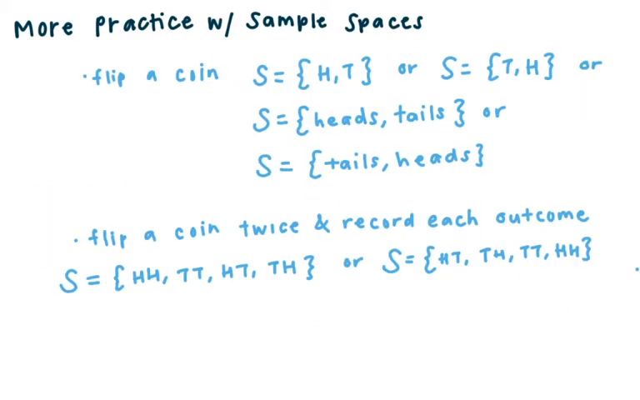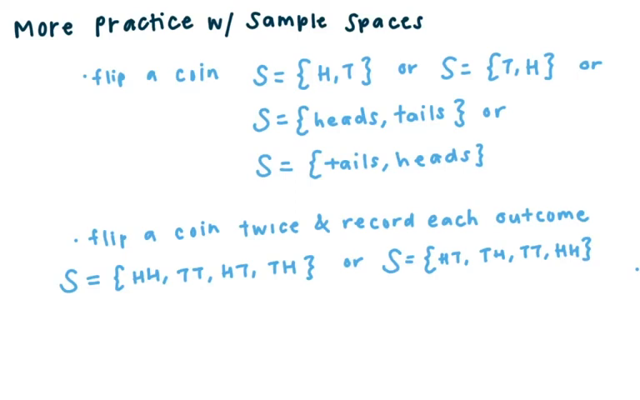Okay, so now we're going to do more practice with sample spaces. If we flip a coin, the possibilities are heads and tails. So that's why I wrote S equals curly brackets H, T. The order that you write the possibilities doesn't matter. So I could have just written S equals T, H. Or let's just say that I wanted to write words instead. That's totally fine. You can just write S equals heads, tails. Or you can write S equals tails, heads. Every single one of those possibilities that I just gave you for the sample space is okay.